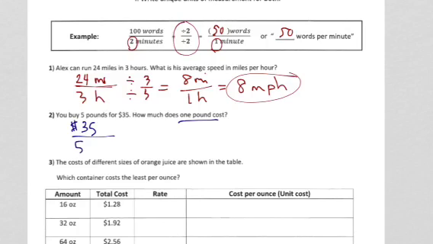$35 for 5 pounds. We will divide both numbers by 5. That'll give us $7 in the top, and then 1 pound in the denominator. And again, that's how I knew where to put pounds in the denominator, because that's what I want my single unit. So we're going to come up with $7 per pound.